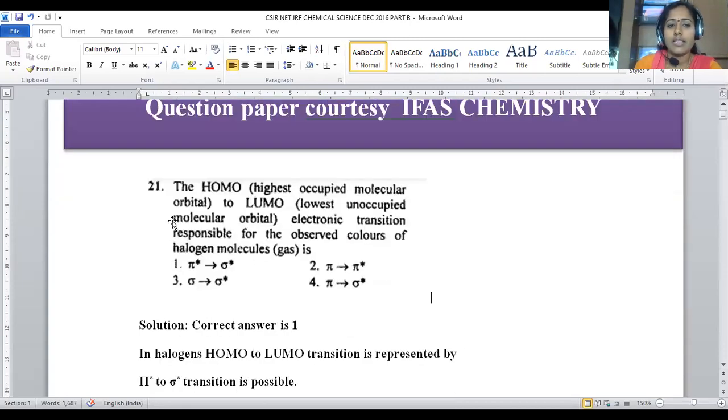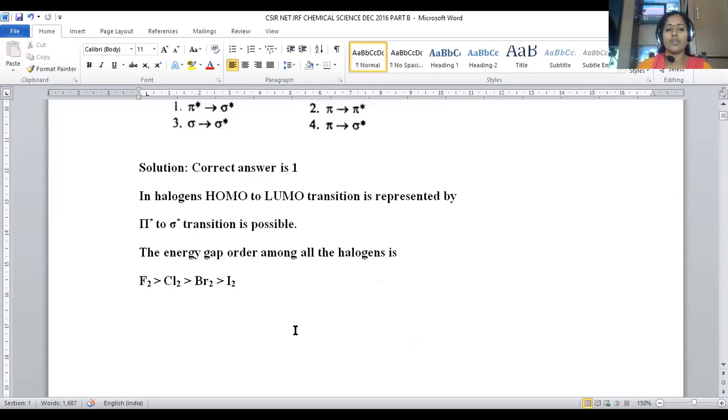Question number 21. The HOMO, highest occupied molecular orbital, to LUMO, lowest unoccupied molecular orbital, electronic transition responsible for the observed color of halogen is. Here, halogens were taken: fluorine, chlorine, bromine, iodine. For the HOMO to LUMO transition, which orbital participation is there, that is to be depicted. Here, in case of halogens, let us consider fluorine, for example. Pi star to sigma star kind of transition is possible from HOMO to LUMO.